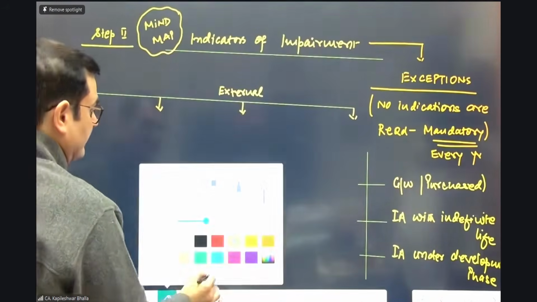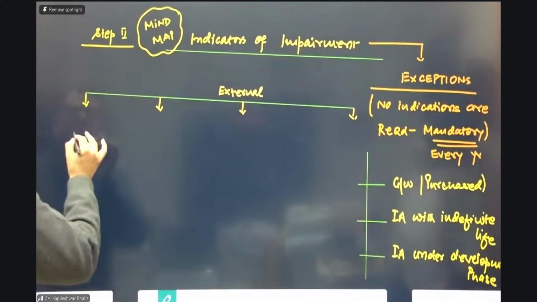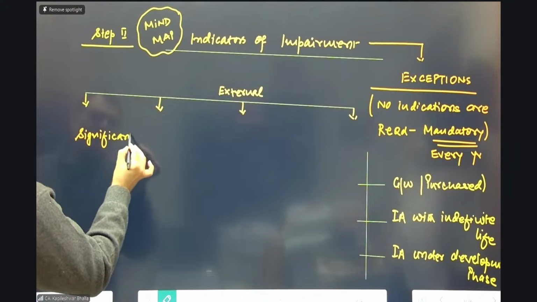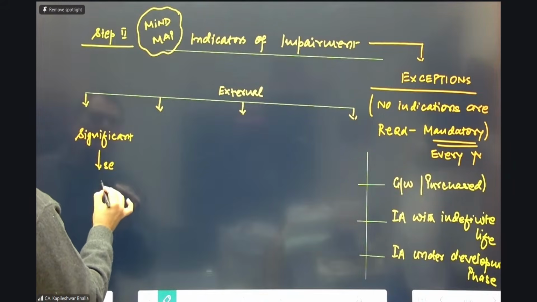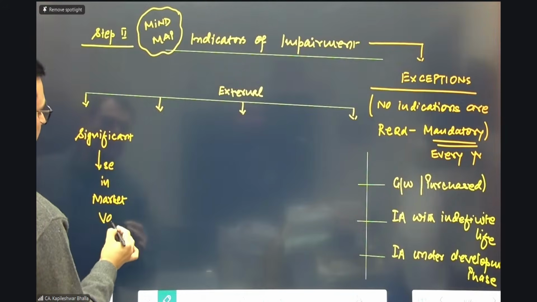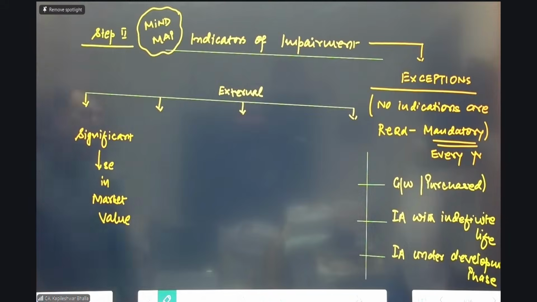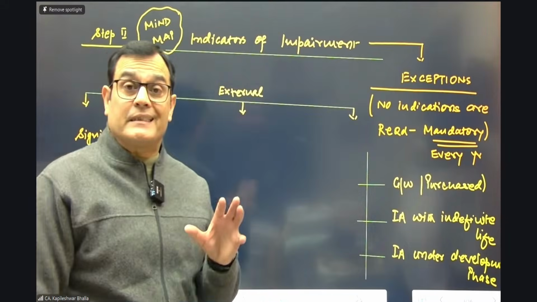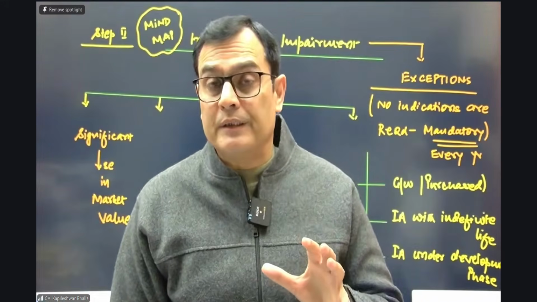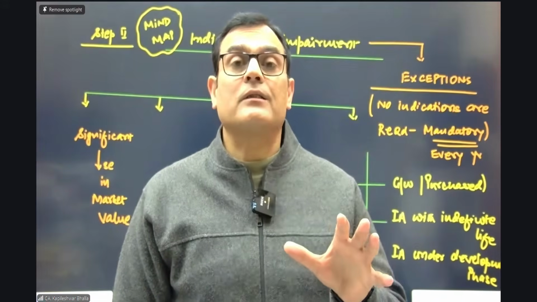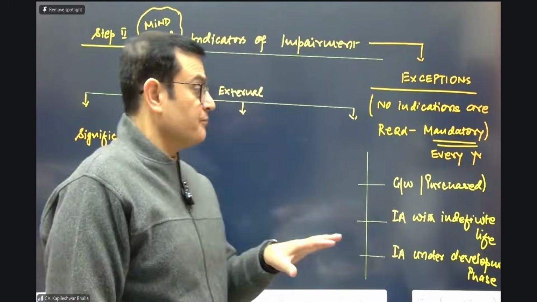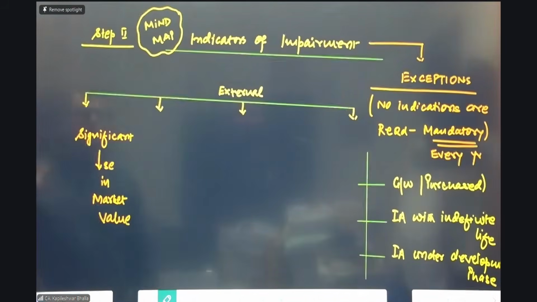That's rightly said. So the first one is, I'm just putting the keywords, a significant decrease in market value of the asset. If we see that there is a significant decline in the market value of the asset, it is indirectly a reduction in fair value less the cost of disposal, or you call it fair value less the cost to sell. So significant decline in market value is one.